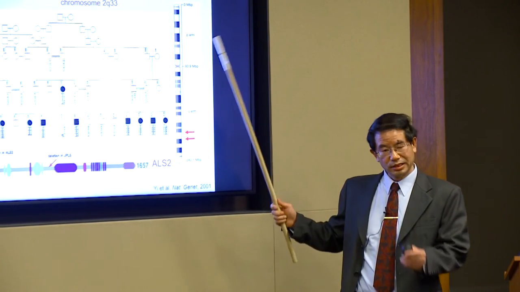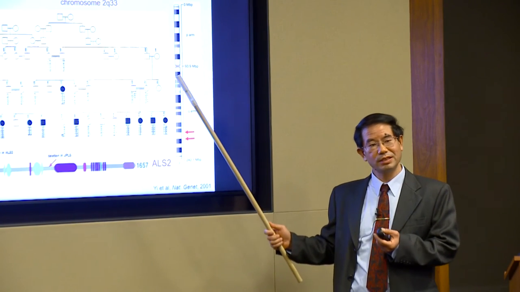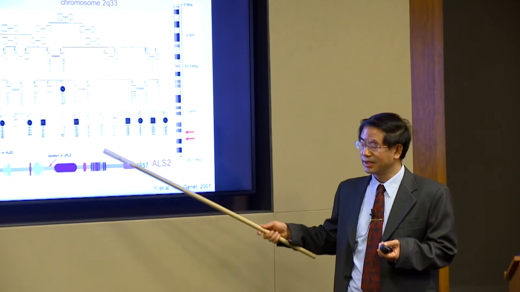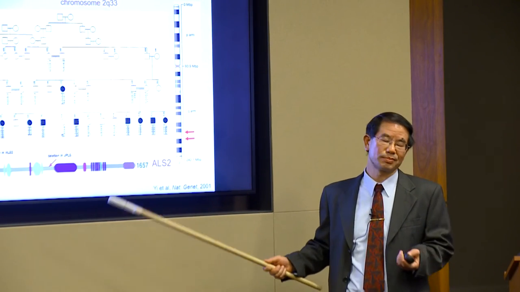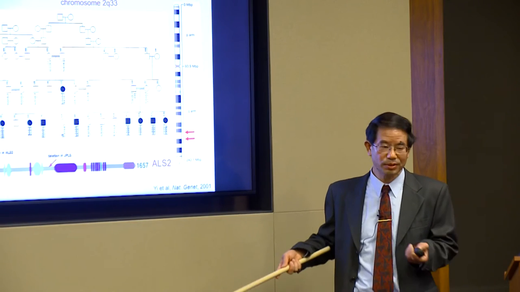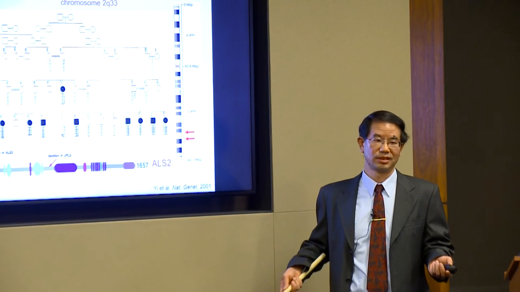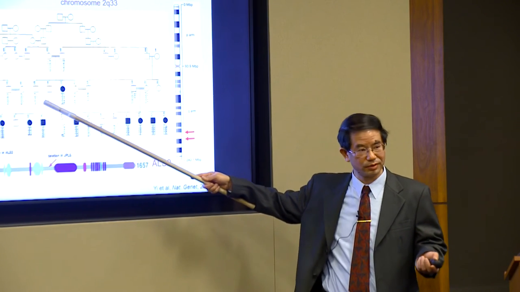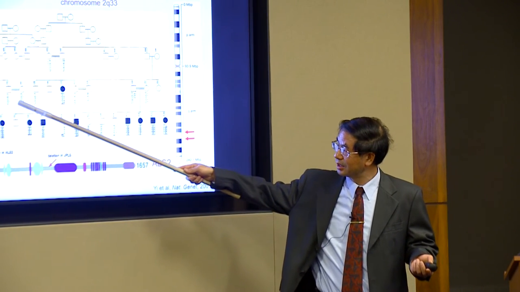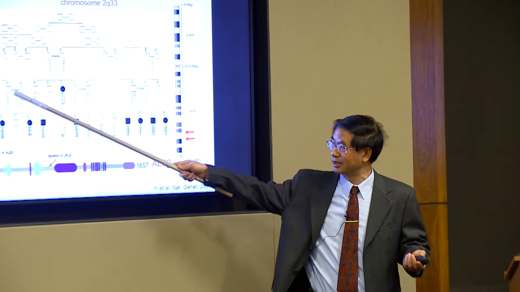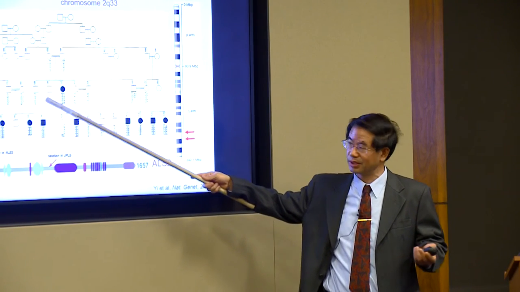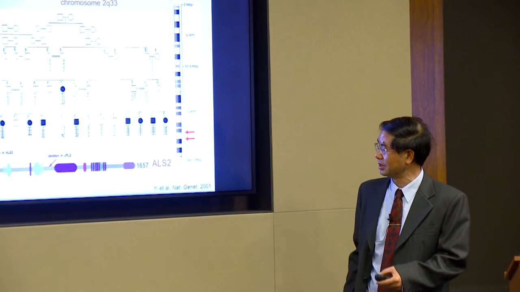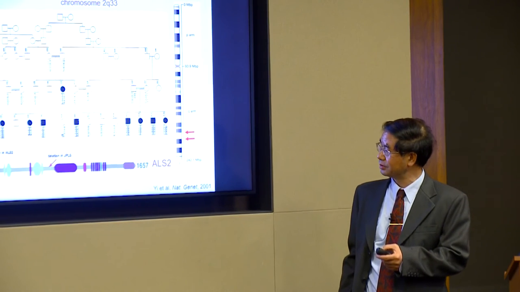So this one is different from the previous one. The previous one, when it is mutated, is toxic. And this one is different. This one, you do not have this protein anymore. So you need this protein, and you don't have it. That's why you need both copies, or at least one of the copies. For example, the parents have one copy, they're okay. But if you do not have any copy, then you will develop disease. So this is called recessive ALS.